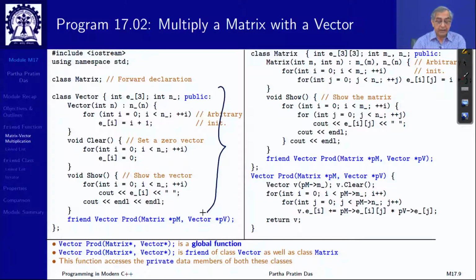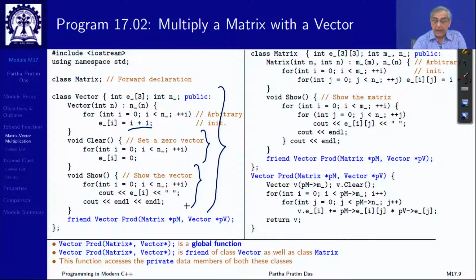Vector class, it has a constructor which does some arbitrary initialization. This initialization has no meaning, I just initialize with something. It has a way to clear a vector, set it all to 0, and it has a way to display the vector. These are the member functions of vector, which tell you the status of the vector.